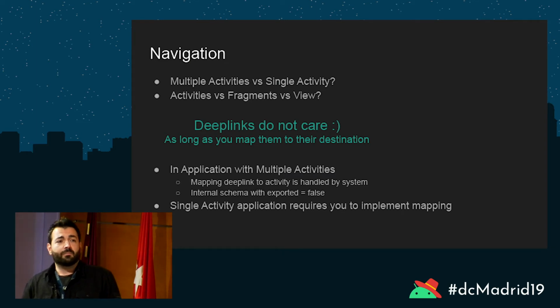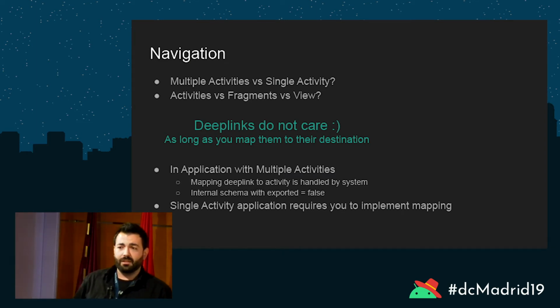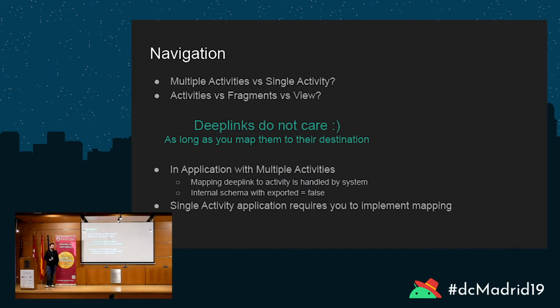You can also make sure that not every activity is public. You can still use an internal schema that is not public, and then set exported to false to make sure that no one else can reach that activity outside of your application. But single activity applications, which are getting popular, require you to implement that mapping, right?